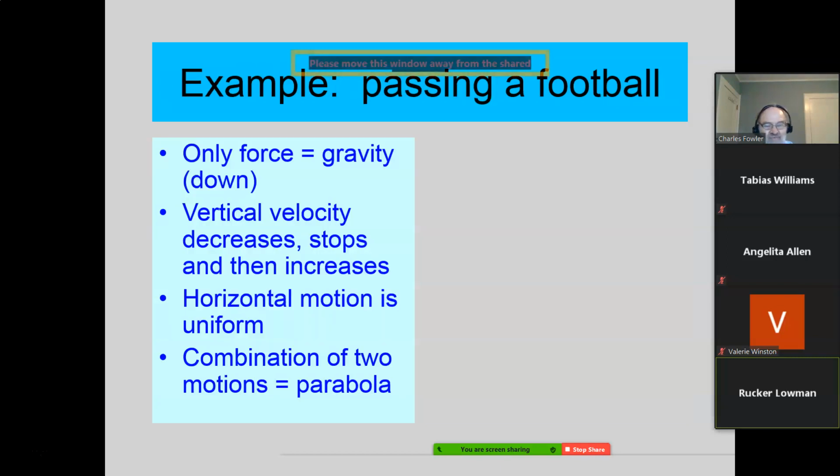Now, passing a football. If that quarterback fires it straight toward the receiver, but the receiver's way down the field, guess what? He's going to underthrow him, because the ball is going to come down. So the quarterback, no matter how strong his arm is, has to have a little bit of a curve in it. It has to. No way around it. Okay?